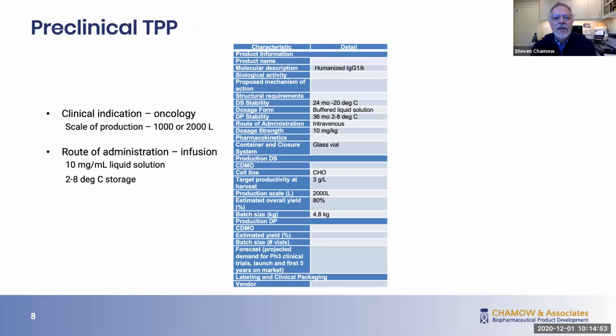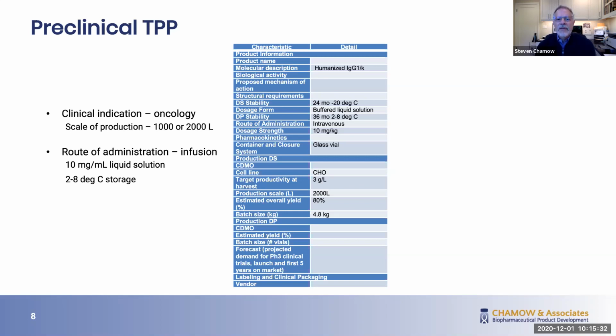So this is an example of a preclinical TPP that's partly completed for this program. You'll notice that the clinical indication is oncology. The scale of production is 2,000 liters or potentially 1,000 liters. The route of administration is infusion, and so it suggests a 10 mg per mL liquid solution and 2 to 8 degree storage. If you look at the TPP, in the left column are characteristics and the right column is the detail.